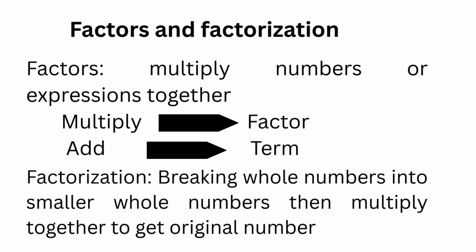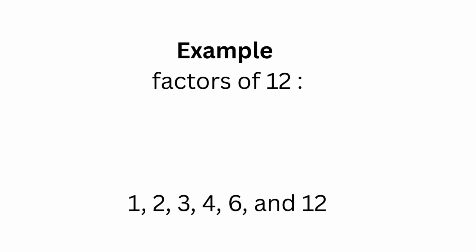When we talk about factorization, we mean breaking a whole number into smaller whole numbers that multiply together to give the original number. For example, the factors of 12 are 1, 2, 3, 4, 6, and 12, because all of these numbers divide 12 evenly.